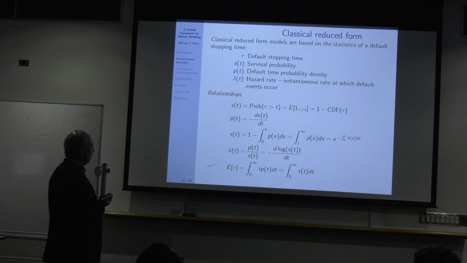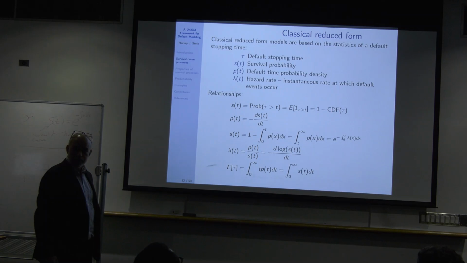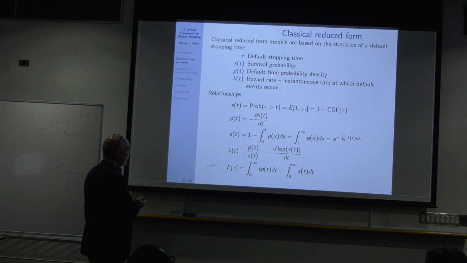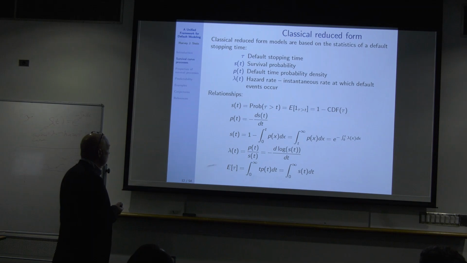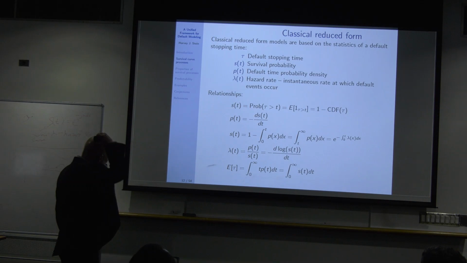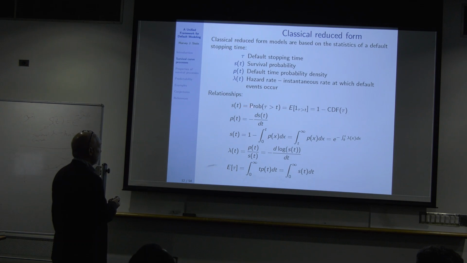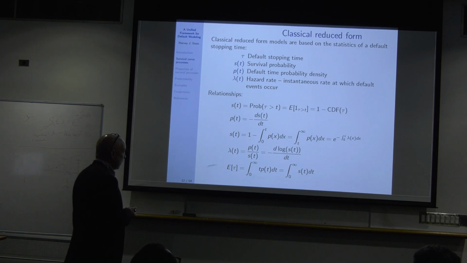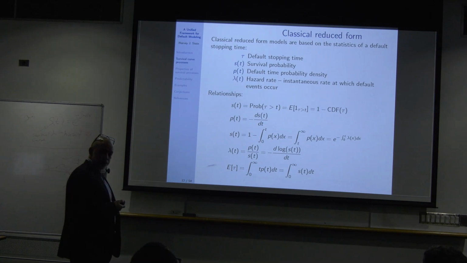This is the usual map you see in classical reduced form models. You have your stopping time, your survival probability, the probability density function for the stopping time, and the hazard rate. Survival is given by the probability that you haven't stopped yet, you haven't defaulted yet, which is the expected value of the indicator of tau being greater than that given time, which is also 1 minus the cumulative distribution function.